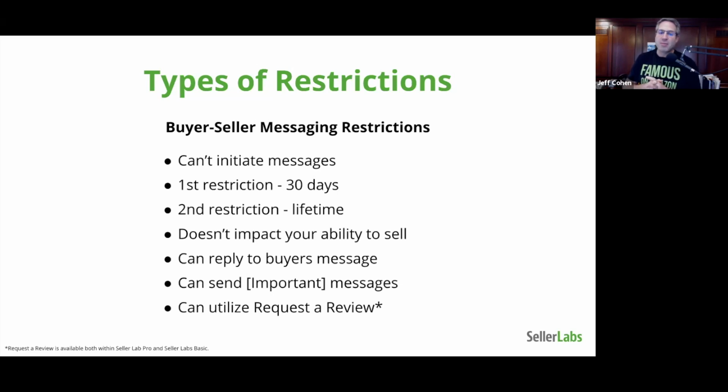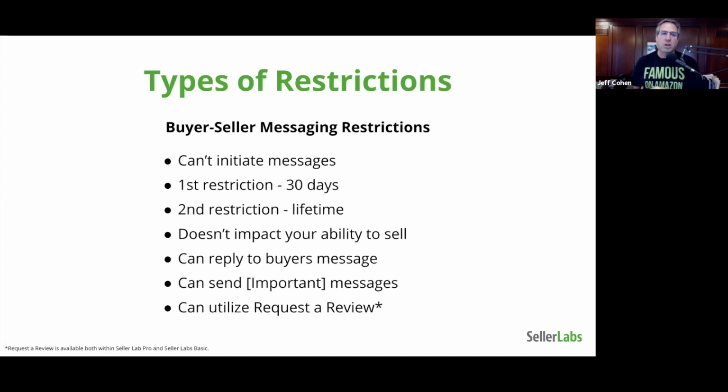The first time you're restricted, it's a 30-day restriction. You'll get an email notification from Amazon telling you that you're restricted. If you violate it again, the restriction is lifetime. I'll get into that in a second, but it's lifetime. None of this impacts your ability to sell, and none of this impacts your ability to reply to a buyer message.